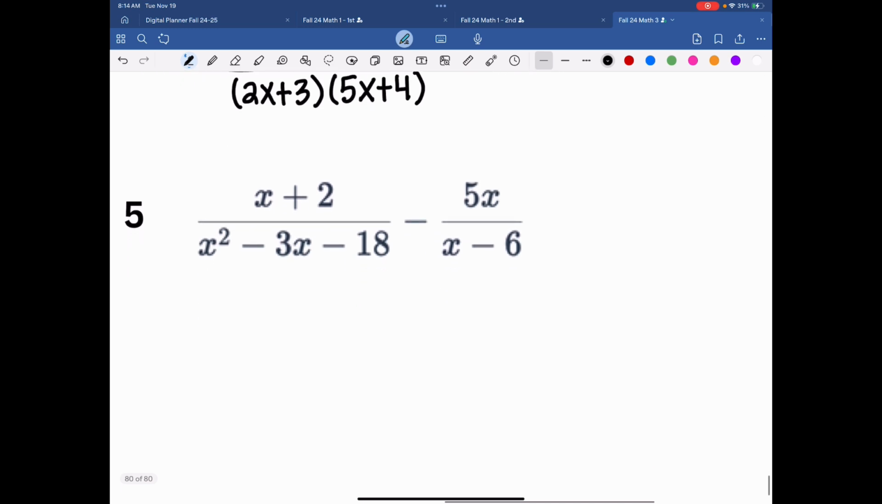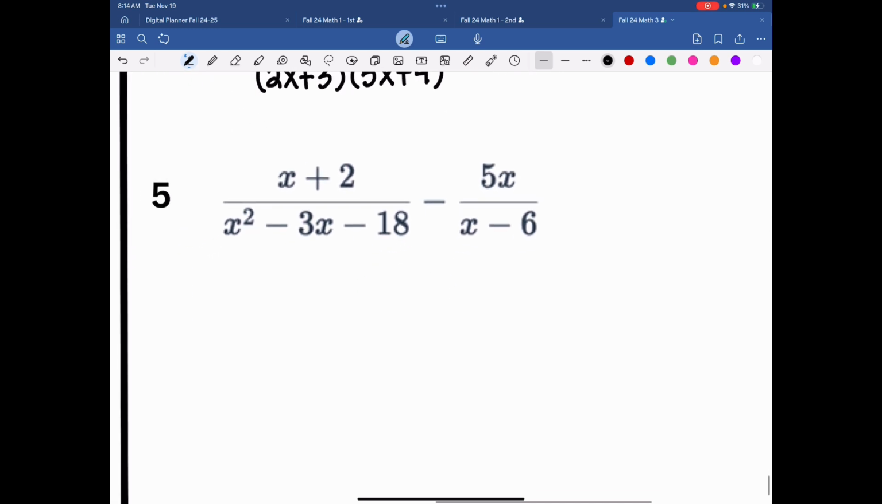All right, so for number 5, I can see here that in this denominator, I need to try to factor this to see if we have any factors in common for our LCD. So technically, I would have 1 here, and that 1 would have been slid over to the 18, but that's not going to change anything. So we're just going to do an X chart. And in this X chart, we need two numbers that multiply to give me negative 18, but add to give me negative 3.